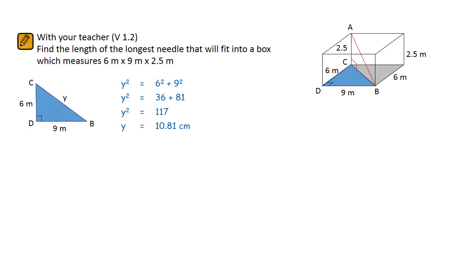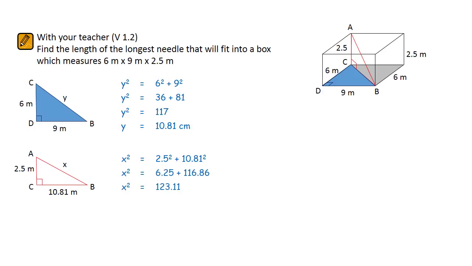Now we can look at the red triangle. We know that across the base of the box, CB measured 10.81. We can work out x. By Pythagoras Theorem, x squared equals 2.5 squared plus 10.81 squared, and do some more calculations to come up with the length x, the longest needle, equals 11.06 meters.